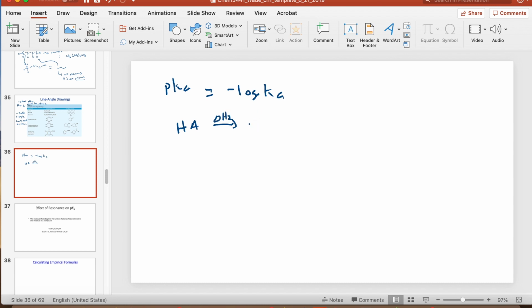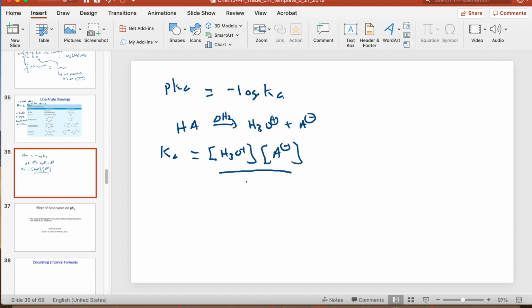So water goes to H3O+ and A-, right? And so the Ka that you would get is equal to the products over the reactants, right? And so water, of course, is on both sides, so we can ignore it. So here, if you remember from Gen Chem, it's H3O+ and A- divided by the reactant, okay? So here we have this Ka value.